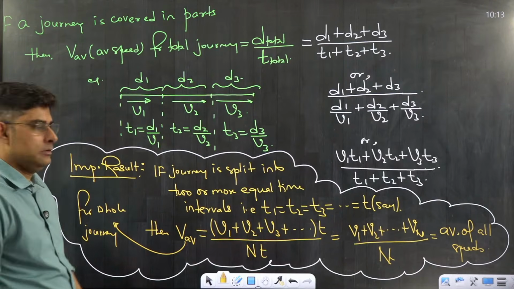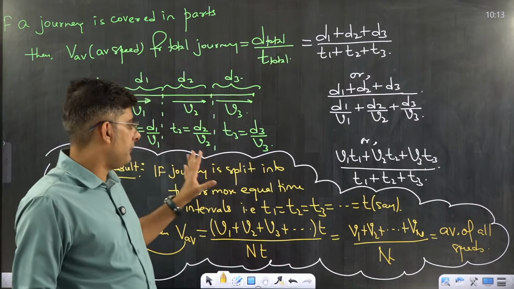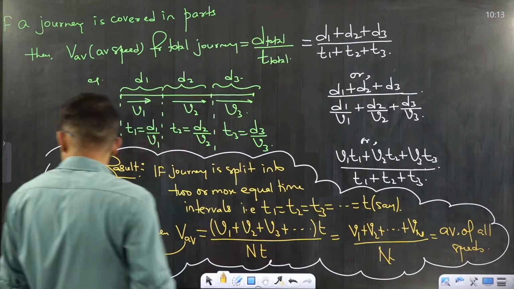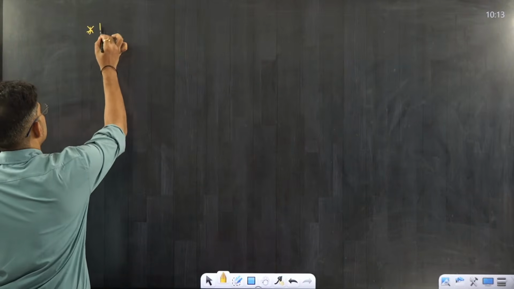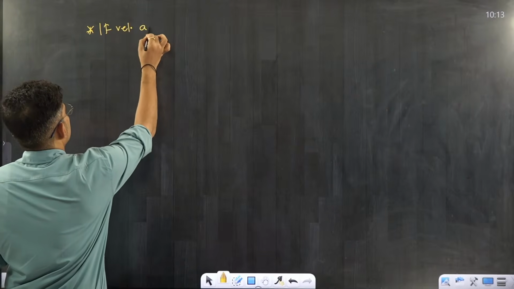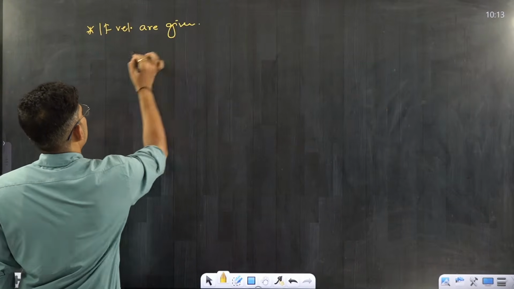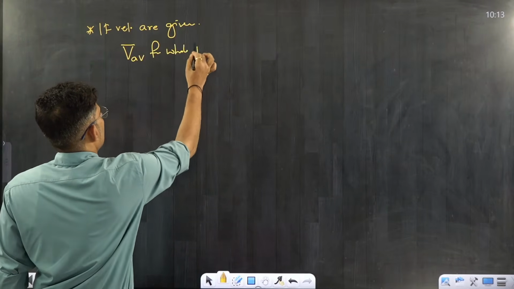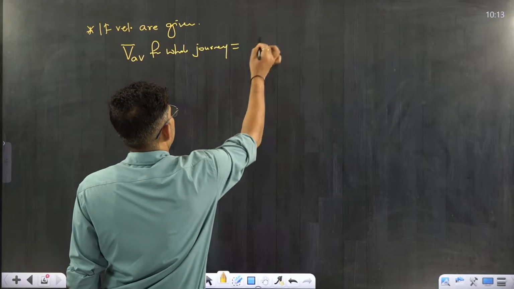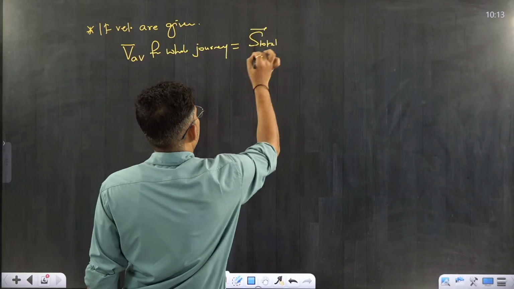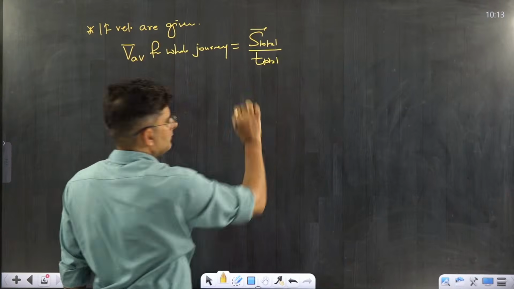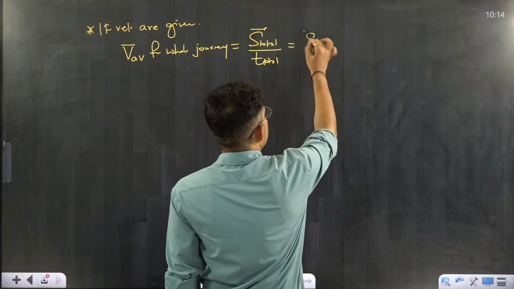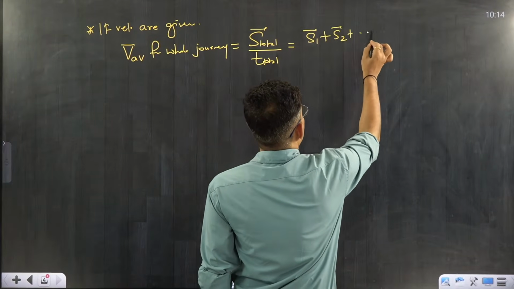Now what I said, if instead of speed they give velocity, then I will use the same with velocity. If velocities are given, use average velocity for the whole journey as total displacement by total time. Displacement is a vector quantity, so its direction or sign should matter.